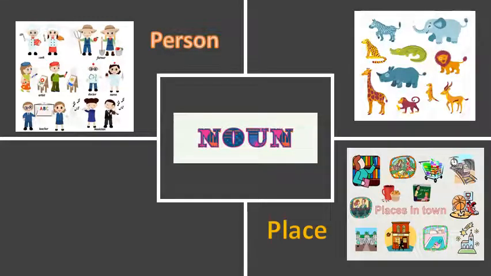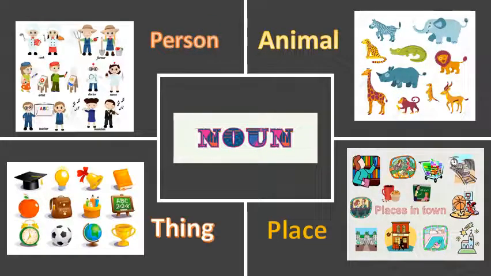Okay, noun. Now, animals. Noun is a name of an animal. It can be tiger, cheetah, lion, monkey, elephant, dog, cat. Noun is a name of a thing. You can say your bag, your pencil, water bottle. You can say TV, sofa, bed, chair. Okay, these all are things. Say again, noun is a name of a person, animal, place, or thing. Got it? Good. What is noun? Noun is a name of a person, place, animal, thing. Good, children. Now, come on, we'll start doing it.